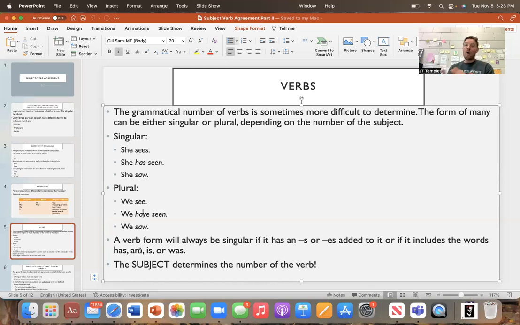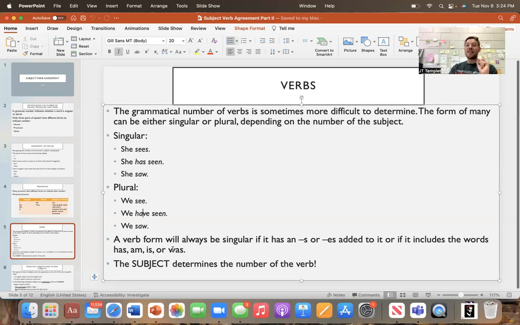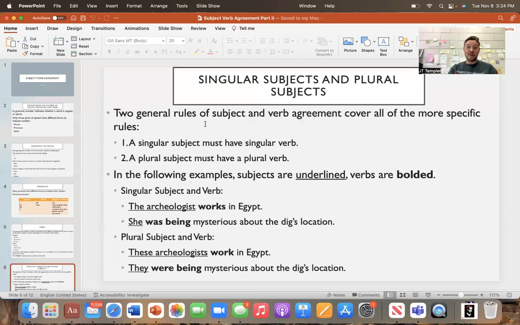A verb form will always be singular if it has an s or es added to it, or it includes the words has, am, is, or was. Those are always singular, right? She is, you would never say they is, right? The subject determines the number of the verb. That's an important thing. So we always want to determine, and we're going to see that throughout this lesson, what the subject is, how many are in the subject, and that's going to help us figure out what the verb should be, what agreement the verb should follow.